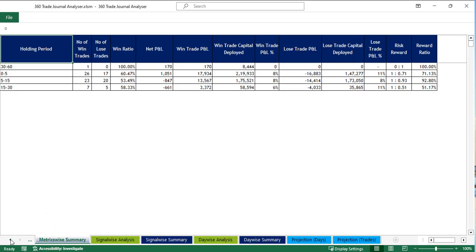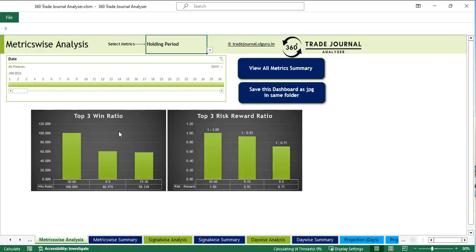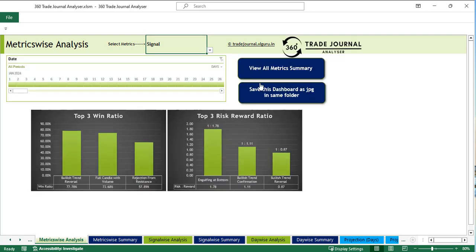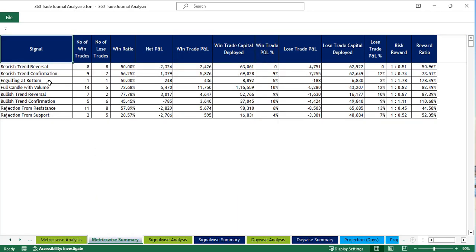But once you know your metric wise win ratios and risk reward ratios, you can find your best match, and in your trading you can implement those things, right? And next, once you select anything, the top 3 win ratio and top 3 risk reward ratio are displayed here. If you want to see the metric summary for all signals, you can go to this metric wise summary, where you can see the details of all the signals, their risk reward ratio, their win ratio, everything mentioned here, right? Which is very important for your detailed analysis if you want.